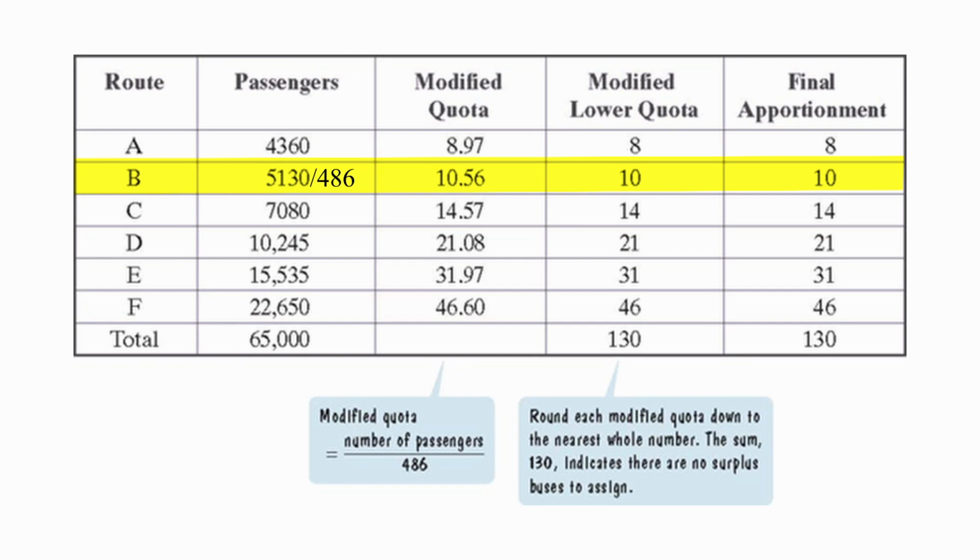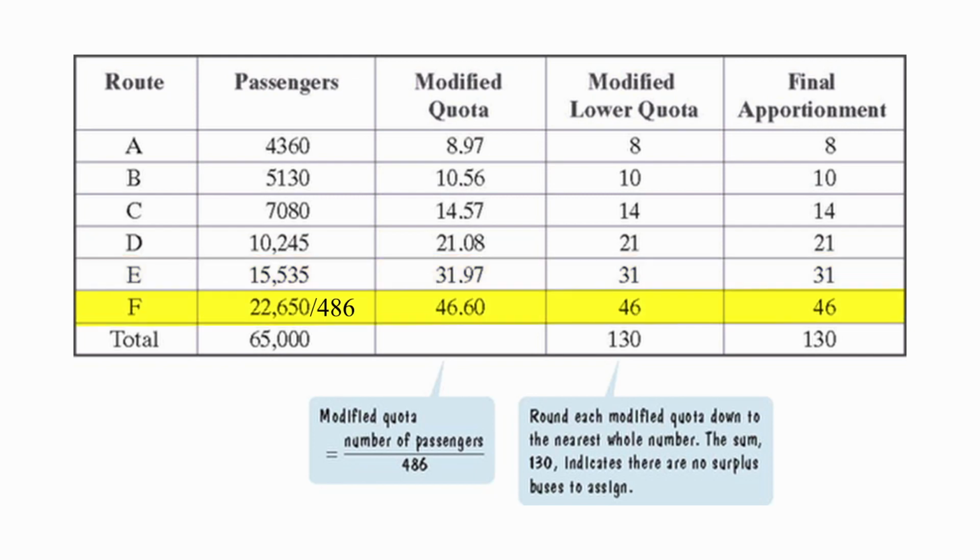Anyway, from there, at C, we would have 7,080, which you divide by 486 to get 14.57, or a modified lower quota of 14, so your apportionment would be 14. Then D, 10,245 divided by 486 gives 21.08 for a modified lower quota of 21, which is an apportionment of 21. For E, 15,535 divided by 486 gives 31.97. So again, we're rounding down a lot there to get 31 for our apportionment.